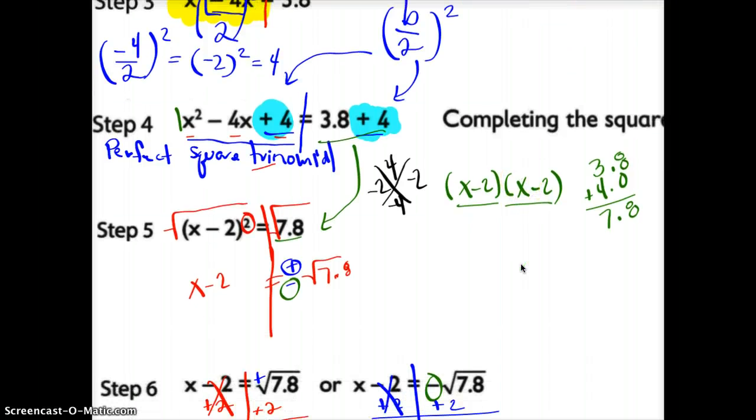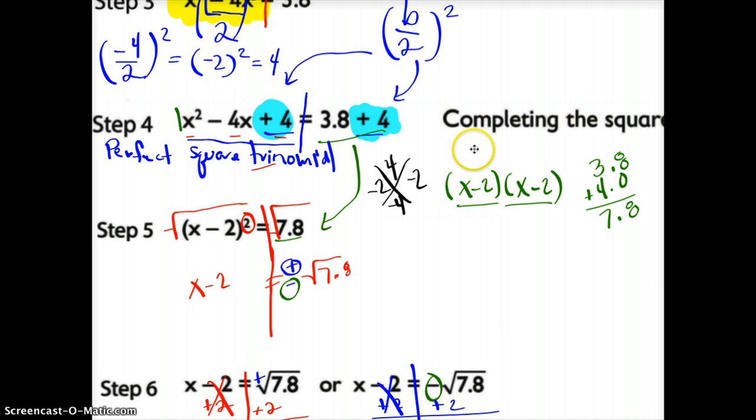We did step 4. Okay, here's step 4. I'm going to write this in as one of our things we need to do. We'll call this factor. Okay, so we're going to factor here.